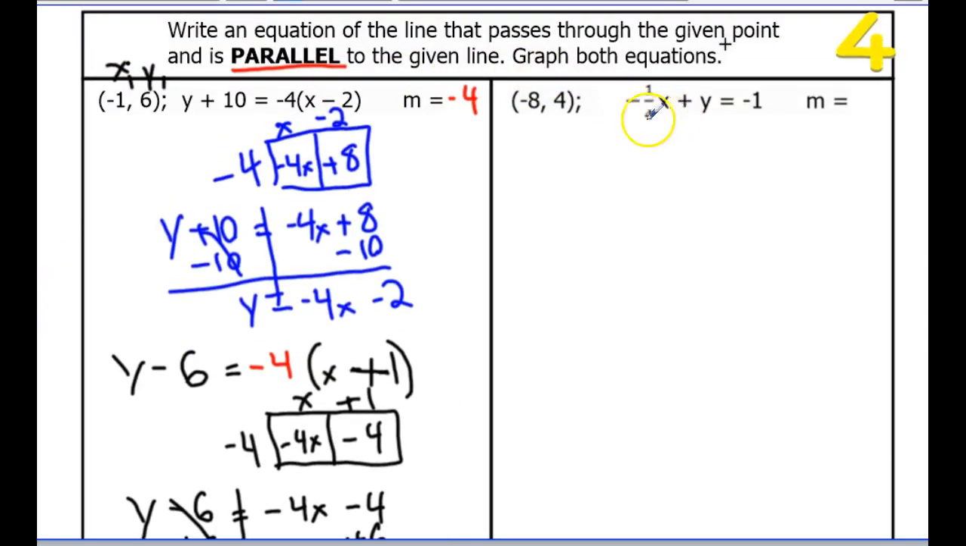Last problem. It looks like we have a standard form equation. So what we have to do first is move our x over to the other side. So we're going to add 1/4 x. So we get y equals 1/4 x minus 1. That shows us that our slope is 1/4.